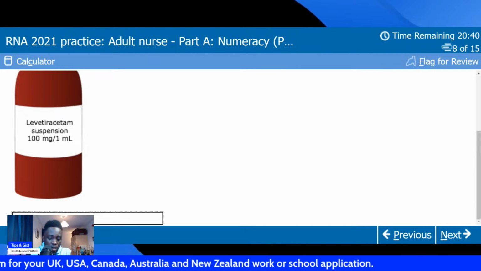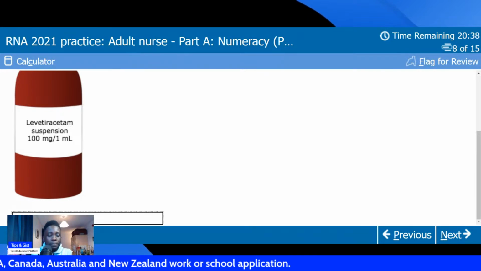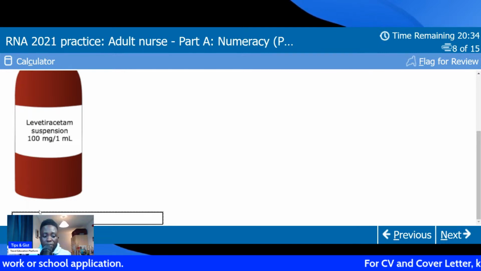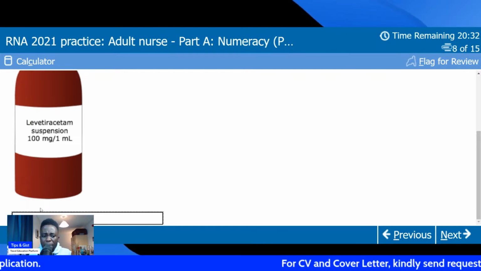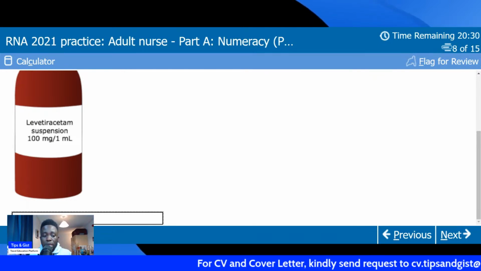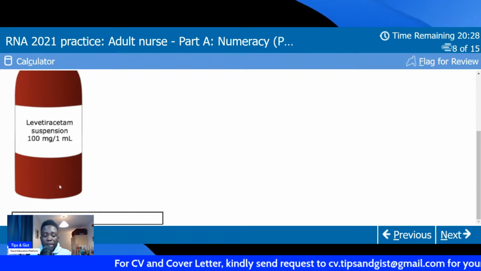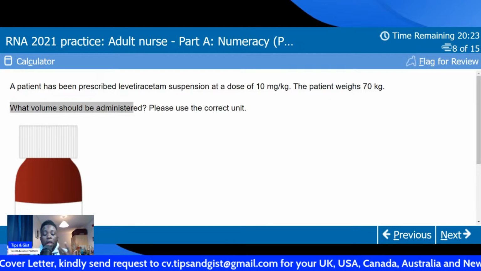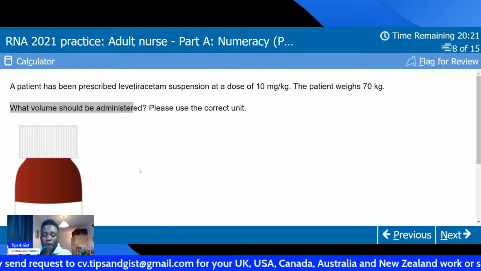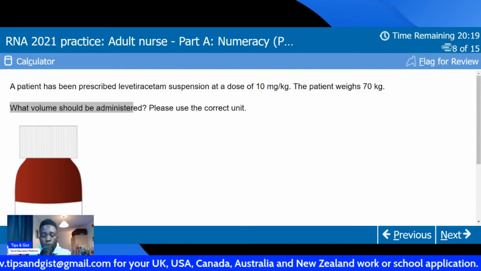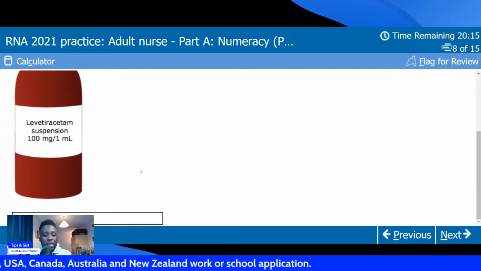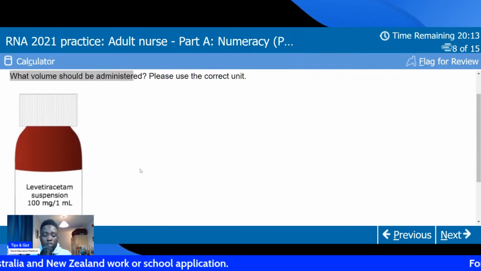So 7 ml, 7 ml. Somebody will go and write 7 mg, 7 milligram, and it's wrong. It should be 7 ml, because they ask you what volume. They are talking about the quantity, how many you should pour for the patient. So 7 ml of that suspension.